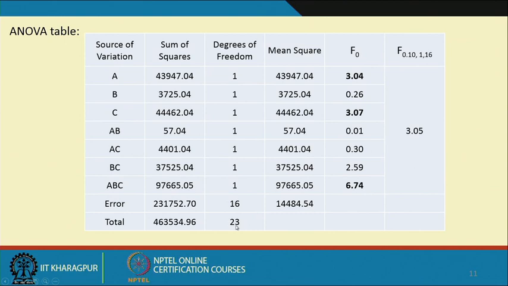How many degrees are lost for the model parameter? 7, each having 1 degree of freedom. So, 7 degrees lost for this. So, how many remaining for error? 23 minus 7 is 16.